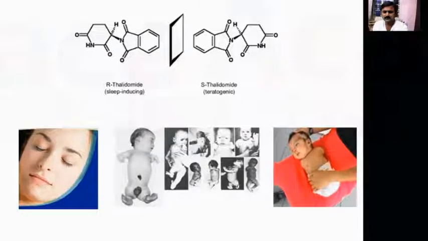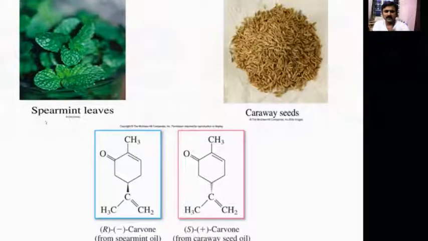Okay. Now these are the spearmint leaves and caraway seeds. The structures, if you observe, are S and R configurations. From spearmint leaves this oil came. This red colored picture, S-carvone, from caraway seed oil came. So you can observe what is the difference in them. The difference is nothing but the arrangement of atoms.